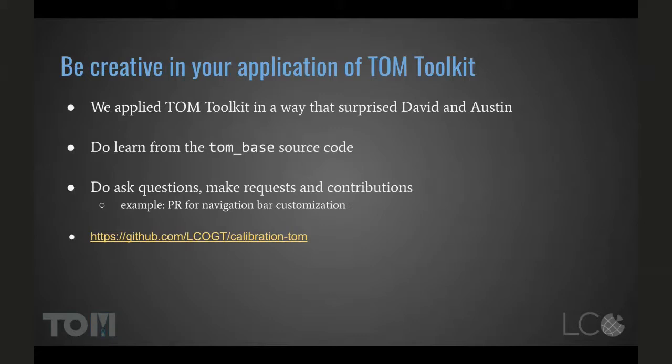For example, you saw it maybe in SNEX 2. Jamie had changed the navigation bar. We wanted to do that too. There's add a calibrations element to the navigation bar, but I felt like that was a little awkwardly done. So I made my own change to the TOM base code, made a pull request to those guys, and they incorporated that into TOM base. So you're all encouraged to do that. The work in progress calibration TOM is available on GitHub, and you're welcome to take a look at that for how we solved certain problems.